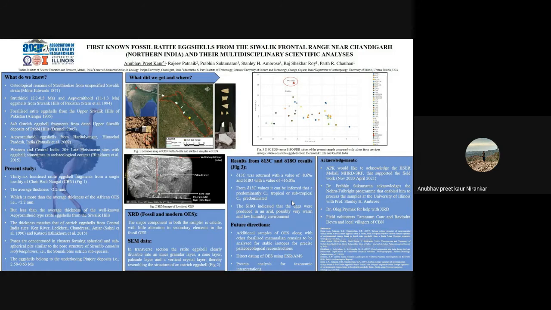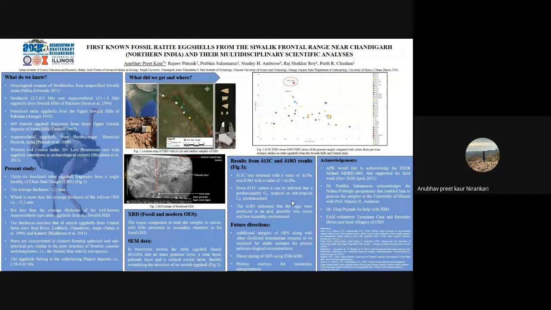Based on XRD analysis, one thing that we got to know was that these eggshells have been very little mineralized. That is, very little alteration has happened with secondary elements in the core structure of these eggshells. Moreover, the SEM data of the cross-section indicates a clear ostrich eggshell morphology.